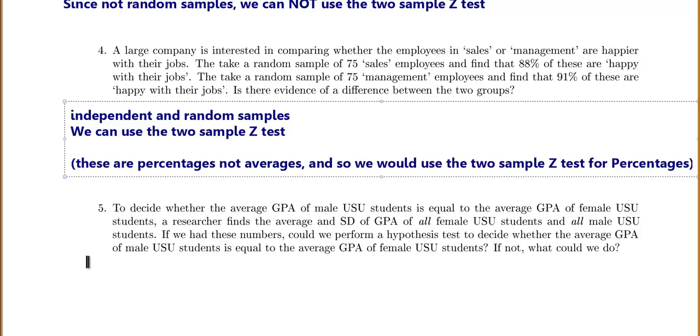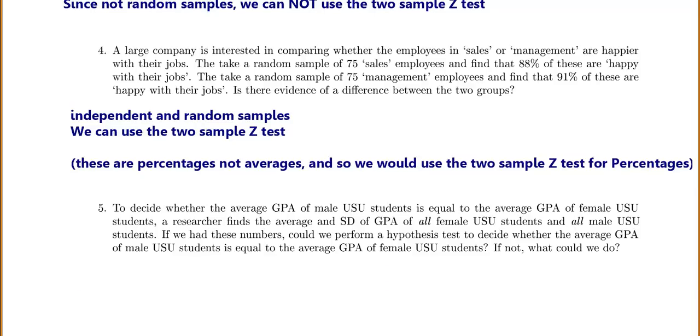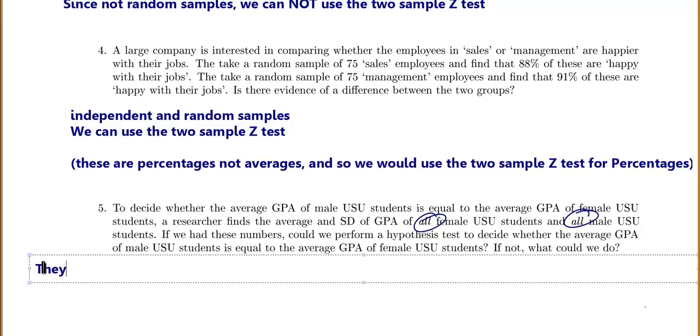To determine whether the average GPA of male USU students is equal to the average GPA of female USU students, a researcher finds the average and standard deviation of all the female USU students and all the male USU students. If we had these numbers, could we perform a hypothesis test to decide whether the average GPA of male USU students is equal to the average GPA of female USU students? If not, what could we do? So this is kind of another trick one because notice these words all. So this means they actually took the data for the population. So they actually have the data for the population of all the students.